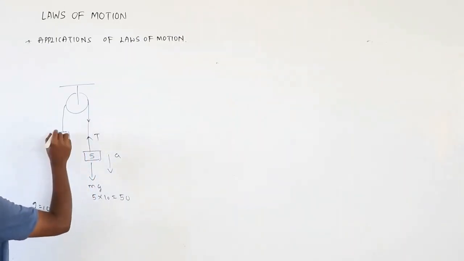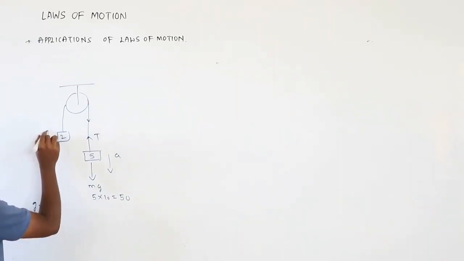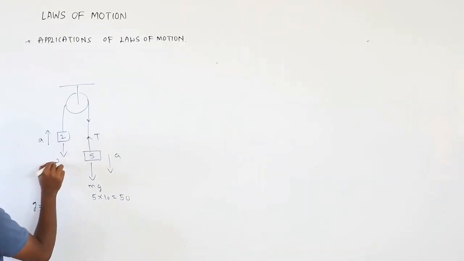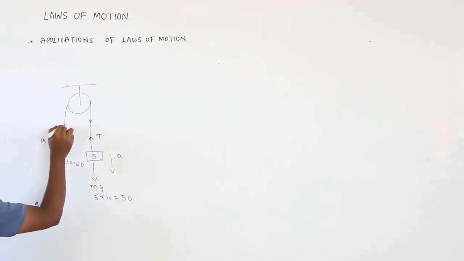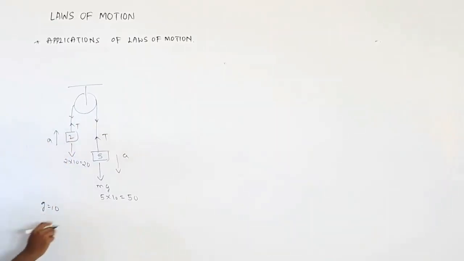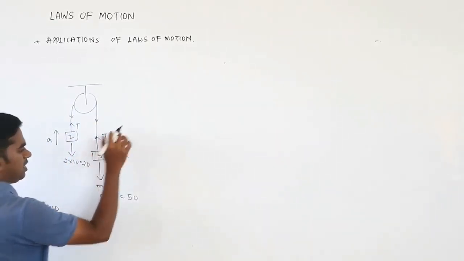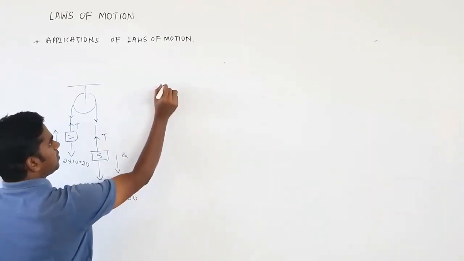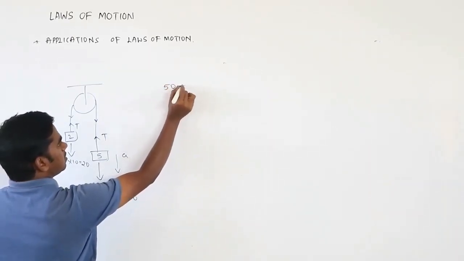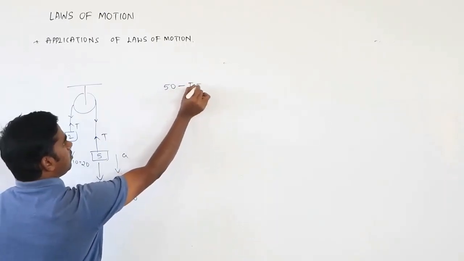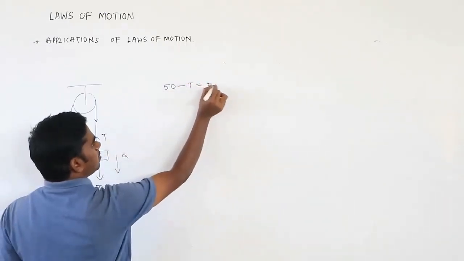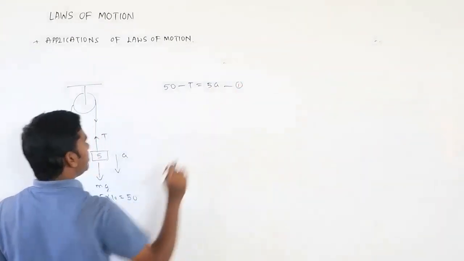Here it is moving in upward direction, so the same acceleration you have to take. Downward is 2 into 10, that is 20. Upward is again tension. Obviously, net force I can write as downward is 50, upward is T, equals mass into acceleration, 5 into A. This is the first equation.